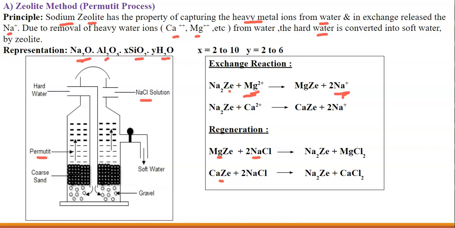So these drawbacks which are there in the zeolite method are overcome in the next method, which is called the ion exchange method or deionization method, which we are going to see in the next session.